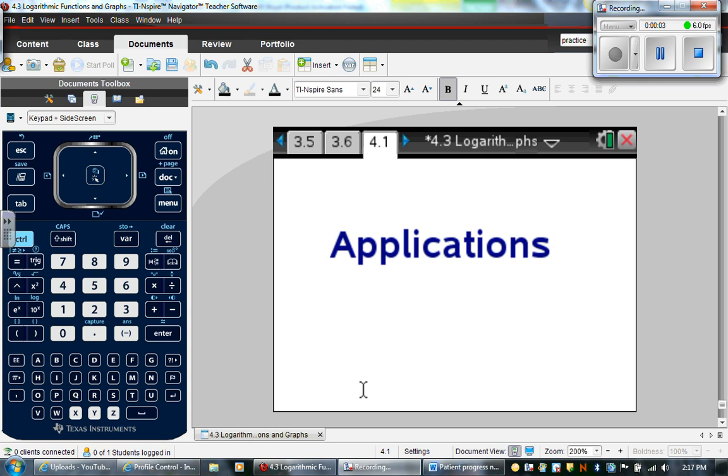Okay, this lesson is for Mrs. Cucci's College Now Precalculus class. We are on lesson 4.3, logarithmic functions and graphs, and we left off on page 4.1.